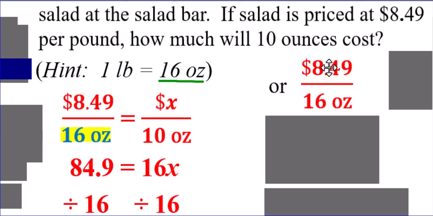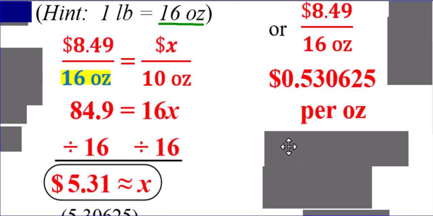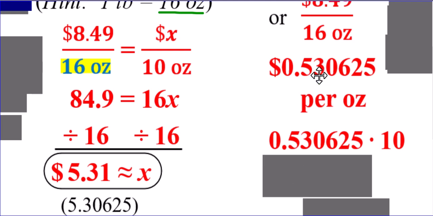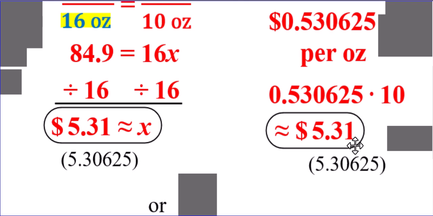Okay, there's another way of doing this. I can just take 8.49 and divide by 16 ounces, because per pound is the same as for 16 ounces. That will give me the price per ounce. And then I can go ahead and multiply that by 10 for 10 ounces. Now notice, I did not round this price per ounce. Taking a rounded answer and then using that to get more answers can lead to wrong results. So don't round that, because you're going to take it times 10. Then when you get a final answer, then you'll round it to the nearest cent.